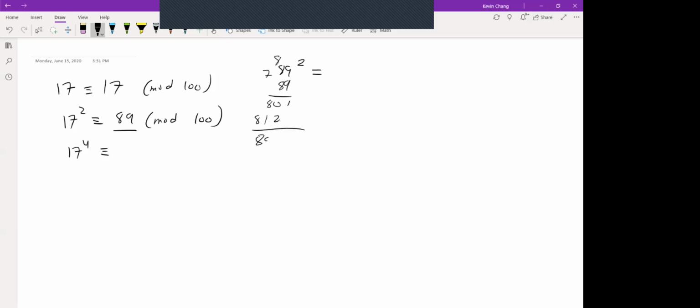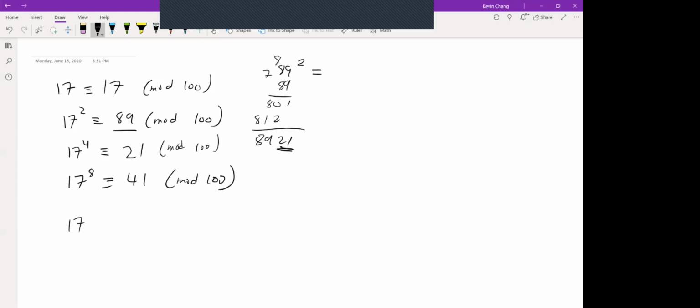Okay, 8, 9, 21. So the last two digits should be 21. Correct me if I'm wrong, but we should have this. And then instead of finding other powers like 17 to the sixth, we can just directly go to 17 to the eight and just square 21. So 21 squared is 441. So 41 mod 100. And then we can square 41.